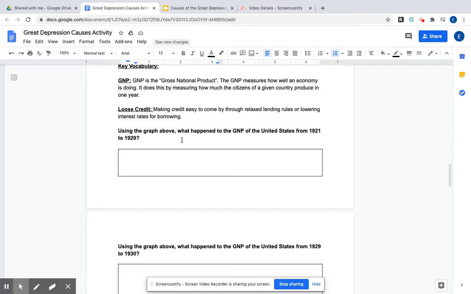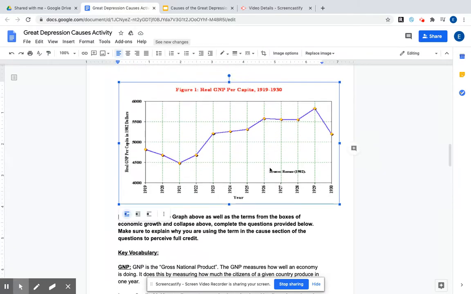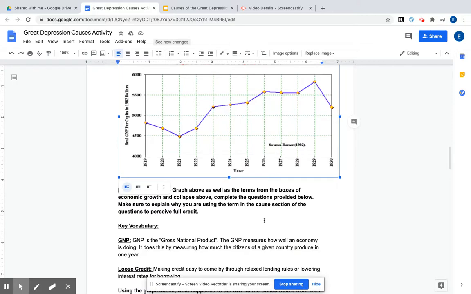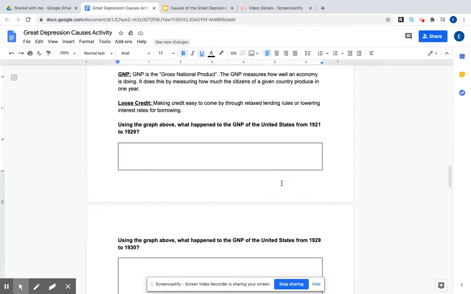So using the graph above, what happened to the GDP of the United States from 1921 to 1929? That's where you'll go ahead and use this graph to answer that question, looking at 1921 to 1929. What happened within this span right here? And you need to explain why in there as well. So why you are using the term in the cause section.